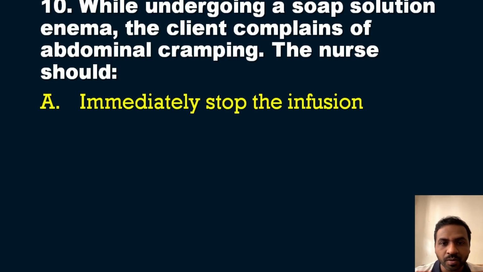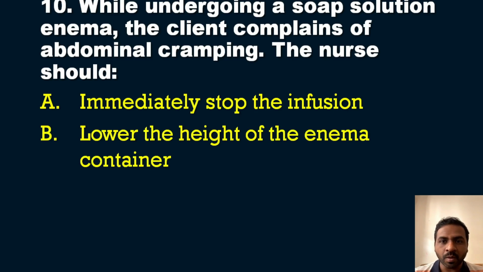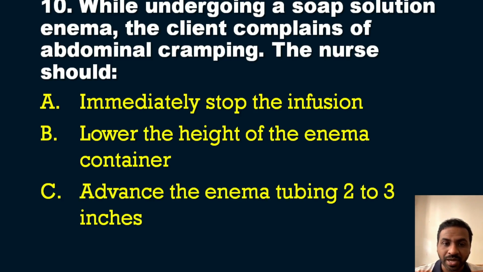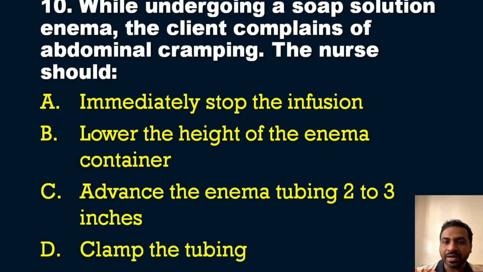And the options for you are option number A, immediately stop the infusion. Option number B, you should lower the height of the enema container. Then option number C, you should advance the enema tubings 2 to 3 inches further. And the final option is you should clamp the tubings. So as a nurse, what you will do if the patient was complaining of abdominal cramping while administering soap solution enema?